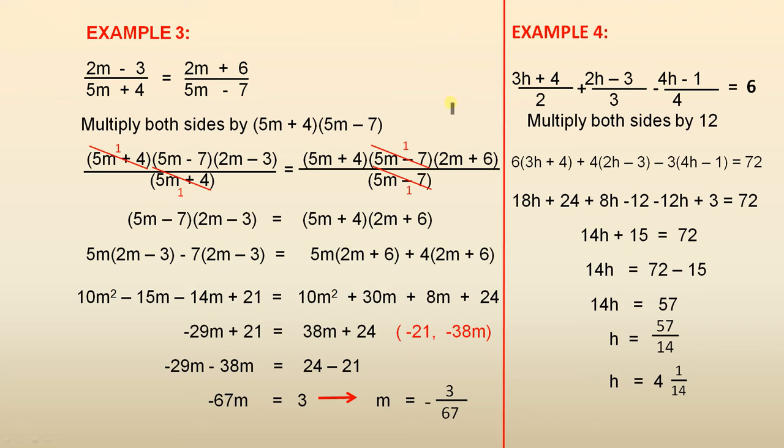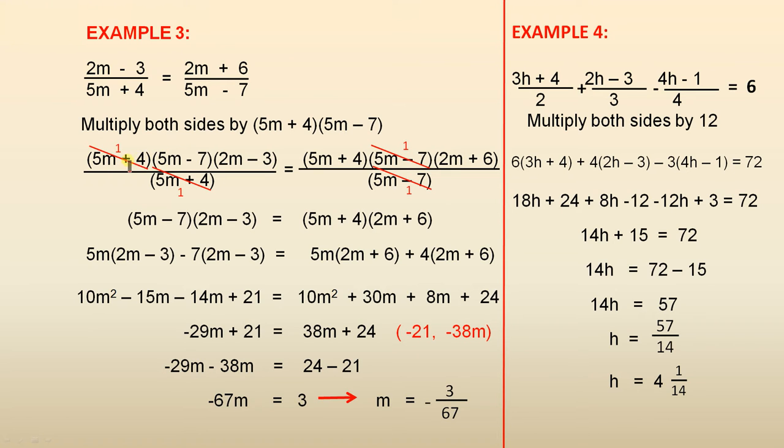Example 3. This looks like a very complicated example. However, we have to just do it very systematically, and at our level of mathematics now, in the senior level, we do expect sums like this. We do expect to be able to solve linear equations like this. So what we do here, we multiply both sides by the product of the denominators. So here it is here, these are the product of the two denominators, and that's what we multiply both sides by.